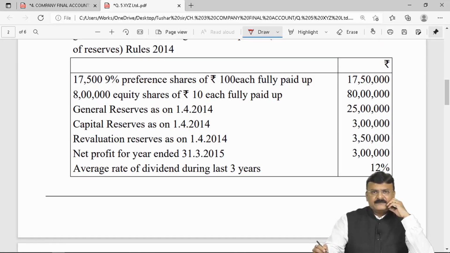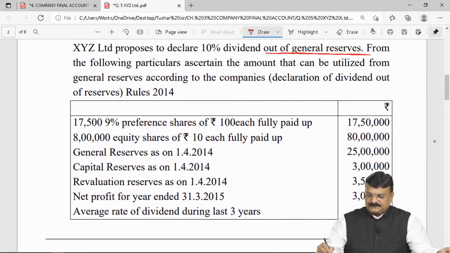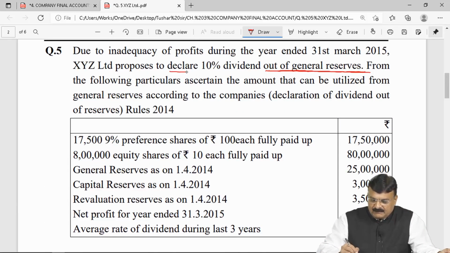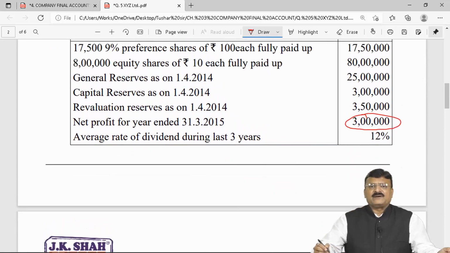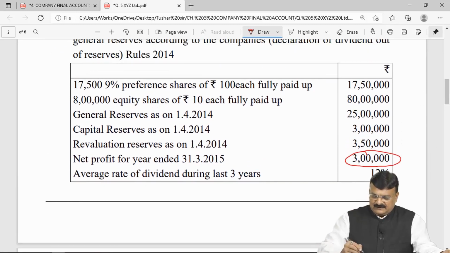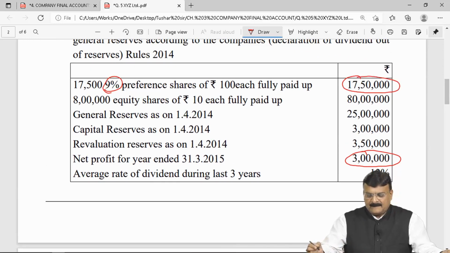Net profit of our current year, and an average rate of dividend during the last 3 years. The company is planning to declare a 10% dividend. Definitely, 10% has to be the equity dividend, because preference dividend is always fixed. Your profit available is 3 lakhs. From this 3 lakh rupees of profit, first of all the dividend declared will be 9% on preferences, and then 10% on equity.